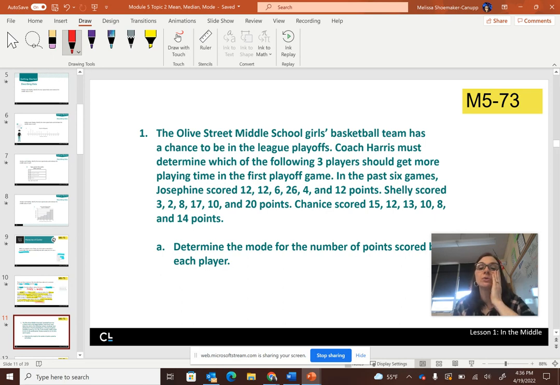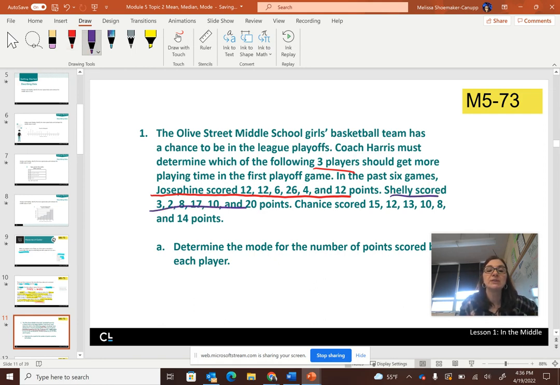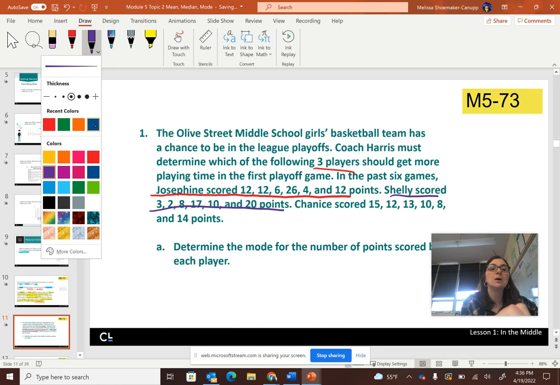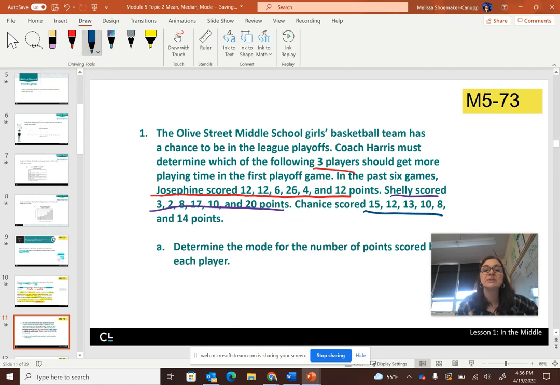Olive Street Middle School girls basketball team has a chance to be in the big leagues. Coach Harris must determine which of the following three players should get more playing time in the first playoff game. In the past 6 games, Josephine scored, there's her points, okay? Shelly, she scored these. Shanice scored these. Determine the mode for the number of points scored by each player.